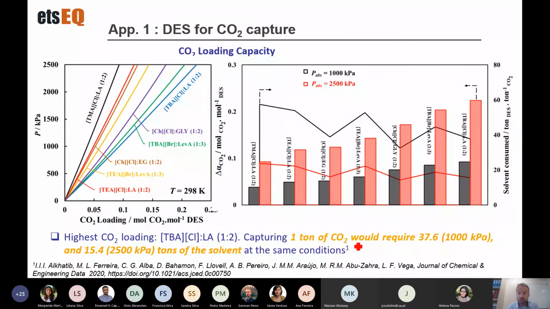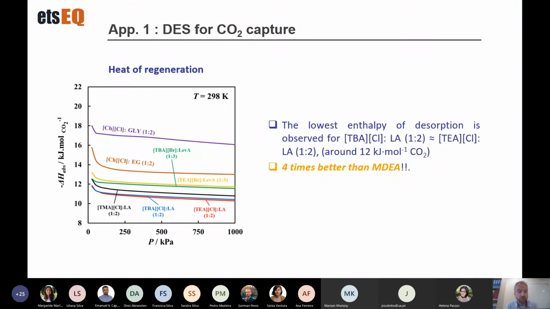Capturing 1 ton of CO2 would require 37.6 or 15.4 tons of solvent at 1,000 kilopascals or 2,500 kilopascals respectively. To give you an idea, MDEA requires around 5 tons. So these numbers are far worse than classical amines, which are the current technology being used for CO2 capture. However, we also check not only the CO2 absorption capacity, but also the heat of regeneration.